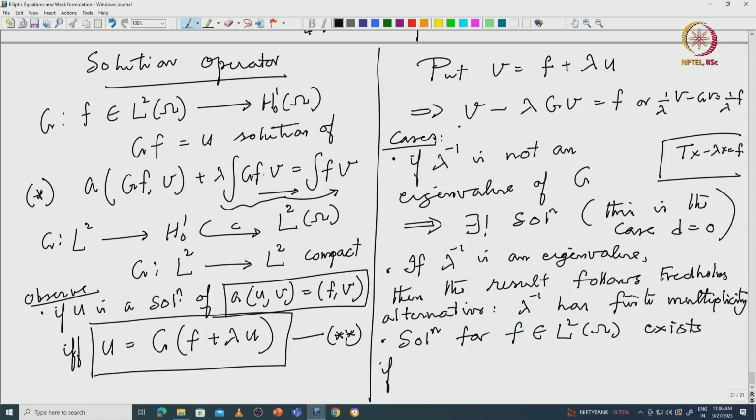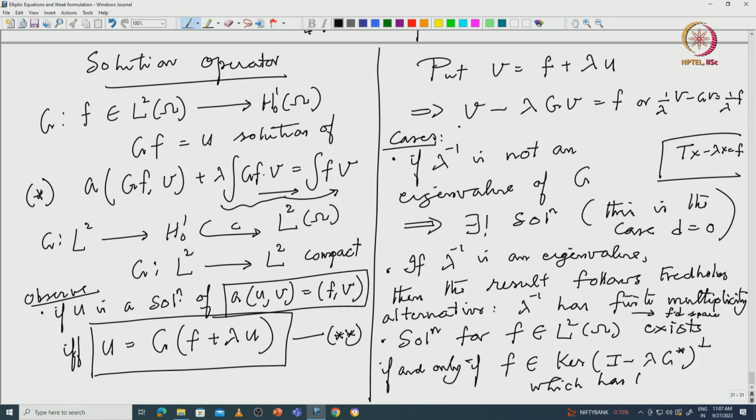if and only if, so there exists a finite dimensional space. That also gives you a finite dimensional space, if and only if f is in the kernel of I minus lambda g star perp, which has the same dimension. So that is a very good application of your Fredholm alternative.